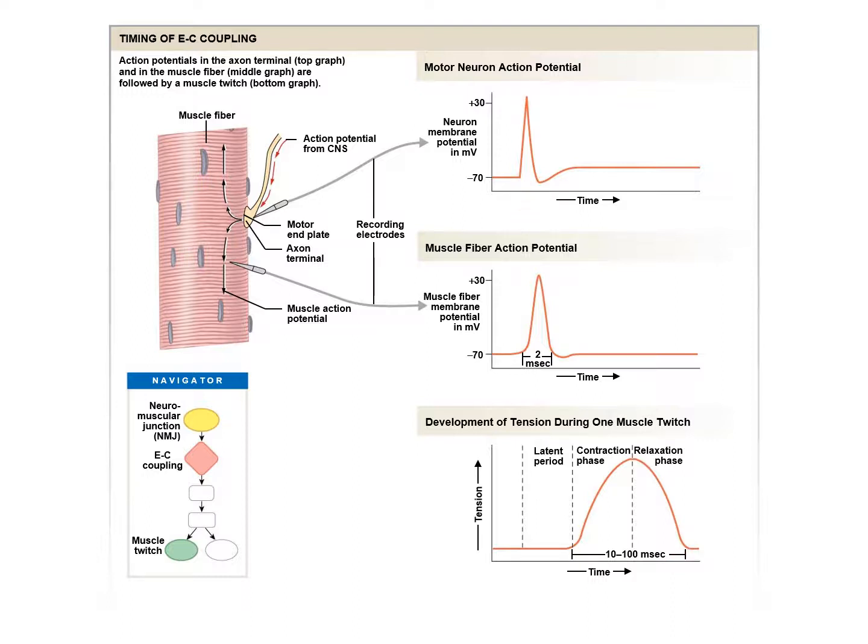So again, these are all on the same x-axis. That's latent period. The time from action potential depolarization in the nerve to actual contraction in the muscle fiber. And there is a theoretical limit there, usually somewhere around 2 to 5 milliseconds.